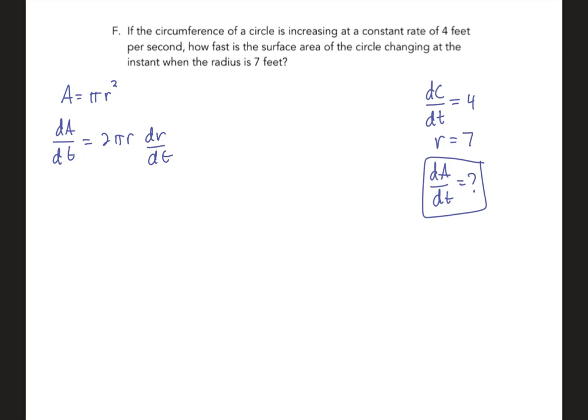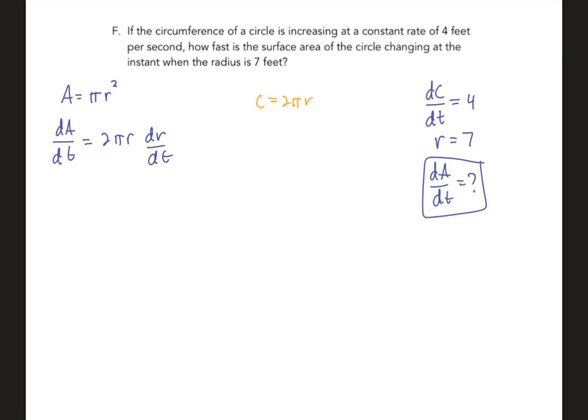Okay, we want dA/dt. We've got r, but we don't have dr/dt. We're given dC/dt, but not dr/dt. So this one's just a little different. Think about it. If you're given dC/dt, that's circumference, which is 2 pi r. So do you see how you can take the derivative of both sides? You get dC/dt equals 2 pi dr/dt. Then you can plug in the value for dC/dt, solve for dr/dt, and then plug it into the original formula that you took the derivative of.